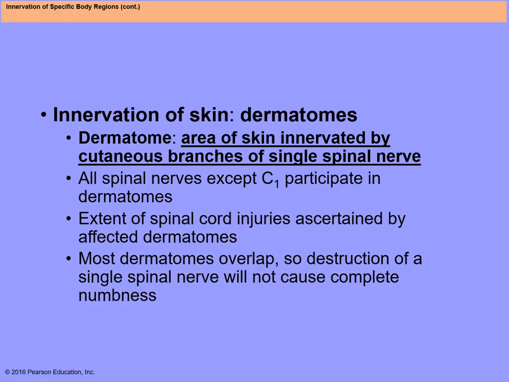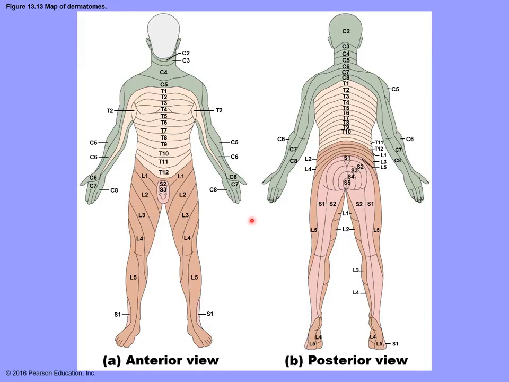Innervation of the skin. Dermatomes. Dermatome refers to an area of the skin that's stimulated or innervated by essentially a single spinal nerve. And most of your dermatomes are going to overlap, so that if you have an injury and damage to a single spinal nerve, it's not going to cause complete numbness. So you can look at these areas, anterior view versus posterior view, and in general, where the different spinal nerves innervate.